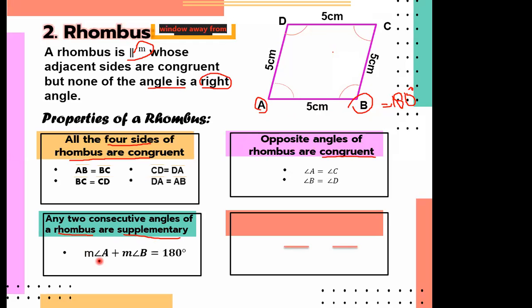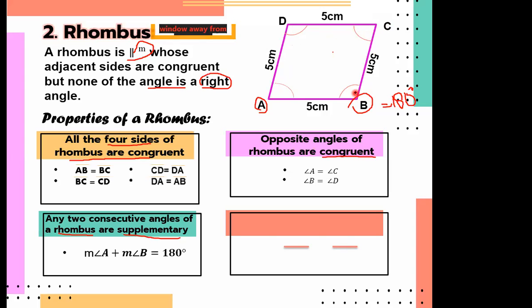Suppose the measurement of angle A plus the measurement of angle B will be equal to 180. Similarly, if you add angle B and angle C, their sum should also be equal to 180 degrees. And if you add angle C and angle D, the sum will be equal to 180 degrees. So whether it is A and D, D and C, or C and B, any two consecutive angles of a rhombus are supplementary, meaning their sum will be equal to 180 degrees.